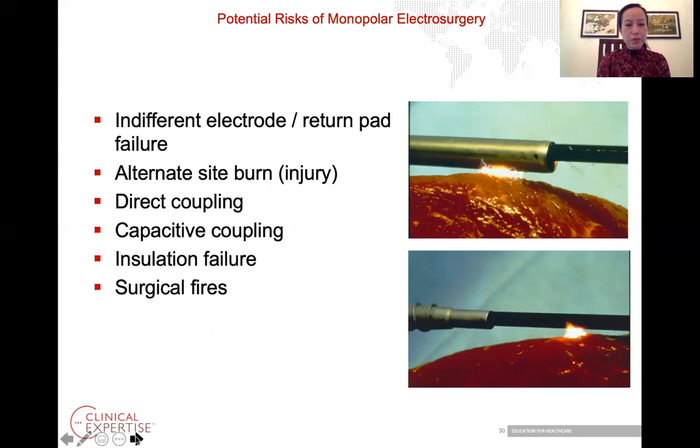Insulation failure occurs when the coating that insulates an active electrode is compromised, also potentially causing significant injury. Surgical fires are one of the most serious risks in surgery. The operating theater environment with the presence of fuel, heat, and oxygen is ripe for such an incident, should heat from monopolar electrosurgery create a spark to ignite the fire.